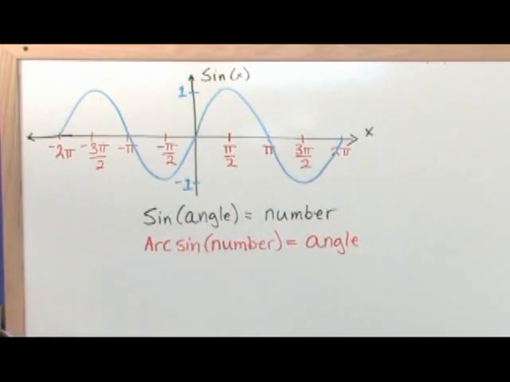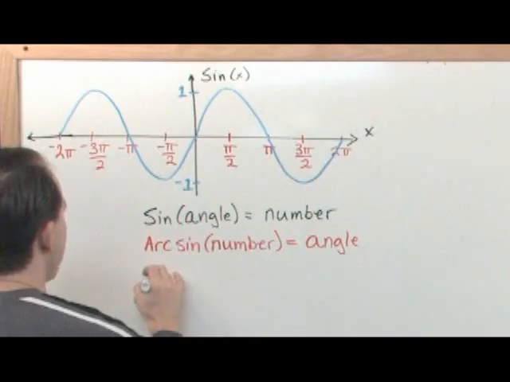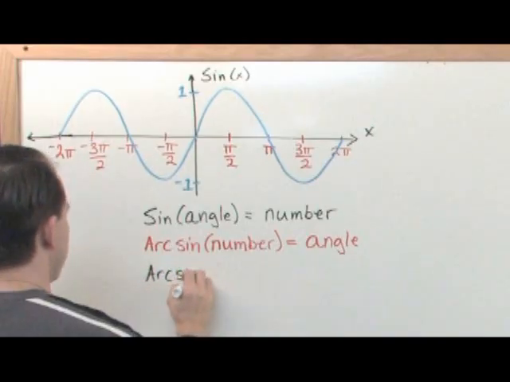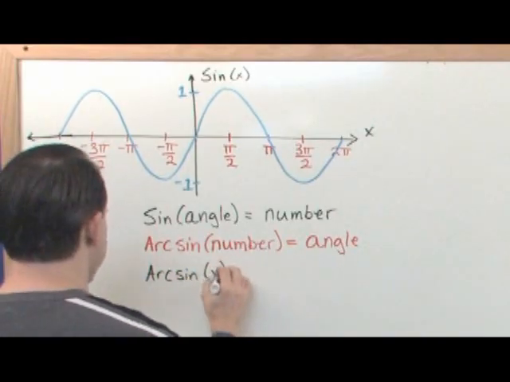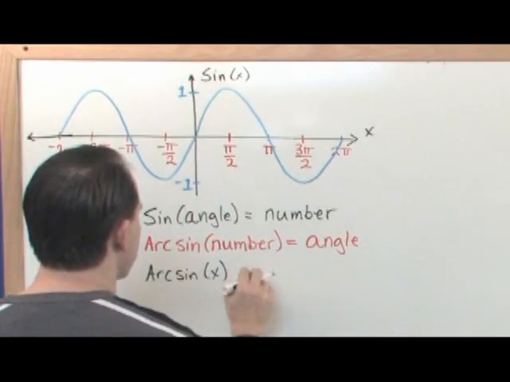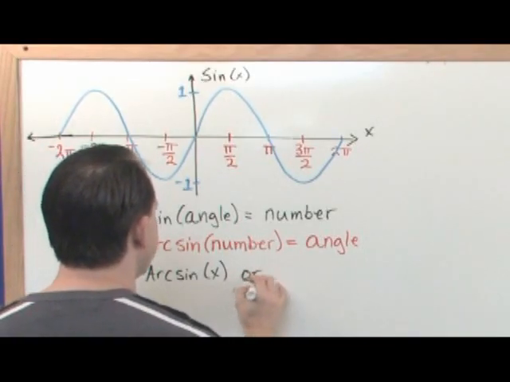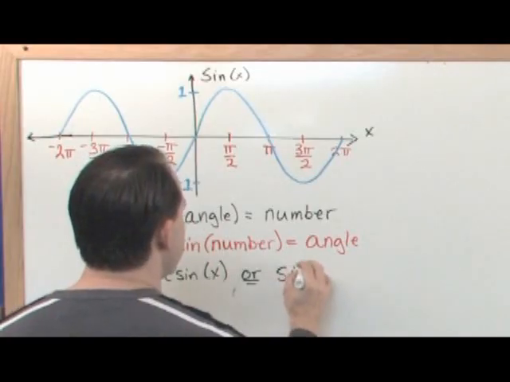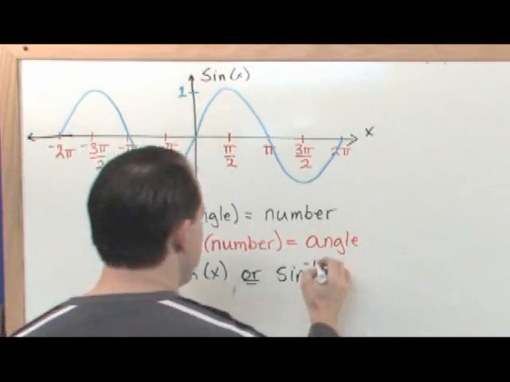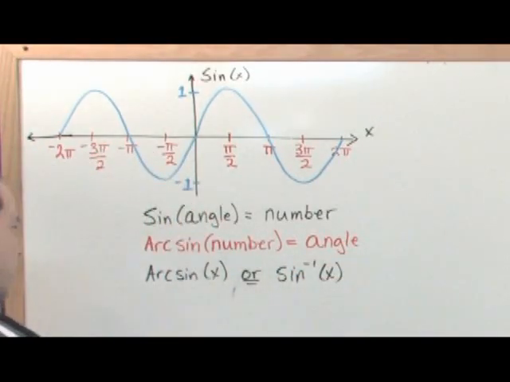So making this a little bit more formal, instead of having the word number around there, what you really have is the arc sine of some number x. Okay? You also see it written like sine with a negative 1 up here of x. These are called the inverse functions, okay?